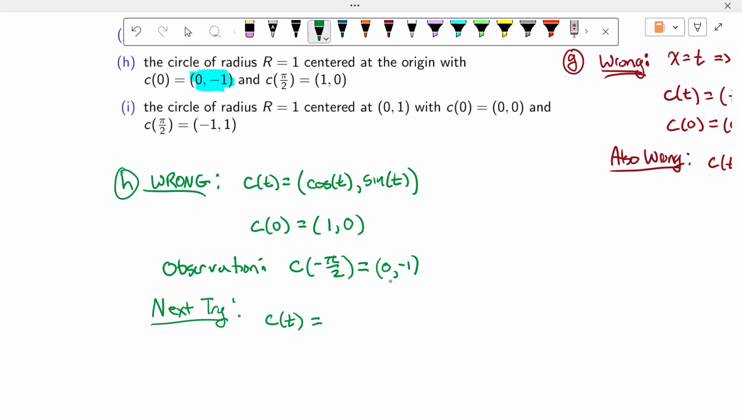What I want is, when I plug t equals 0 in, I want negative pi over 2 to be plugged into my cosine and sine, right? That's kind of what I really want. When my t is 0, what gets plugged in here is negative pi over 2 and negative pi over 2 there. Anyone think of a way to make that happen?